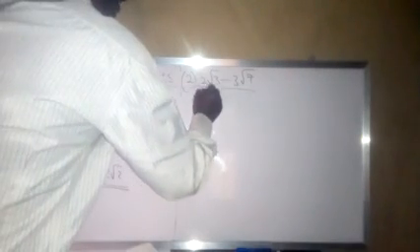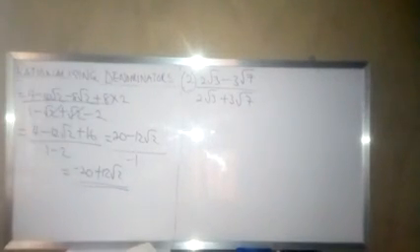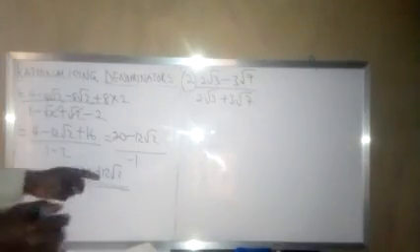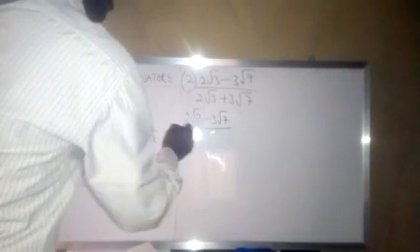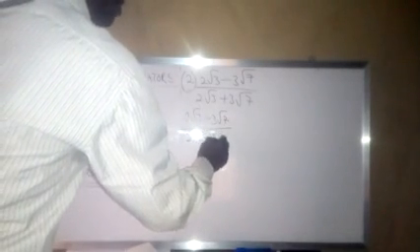So now let's look at the second question. The second question, and that is what? Number 2. 2 root 3 minus 3 root 7 all over 2 root 3 plus 3 root 7. Just as we did in the first example, we do the same thing here. We multiply the denominator by its conjugate. So we now say 2 root 3 minus 3 root 7 all over 2 root 3 plus 3 root 7 multiplied by 2 root 3 minus 3 root 7 all over 2 root 3 minus 3 root 7.